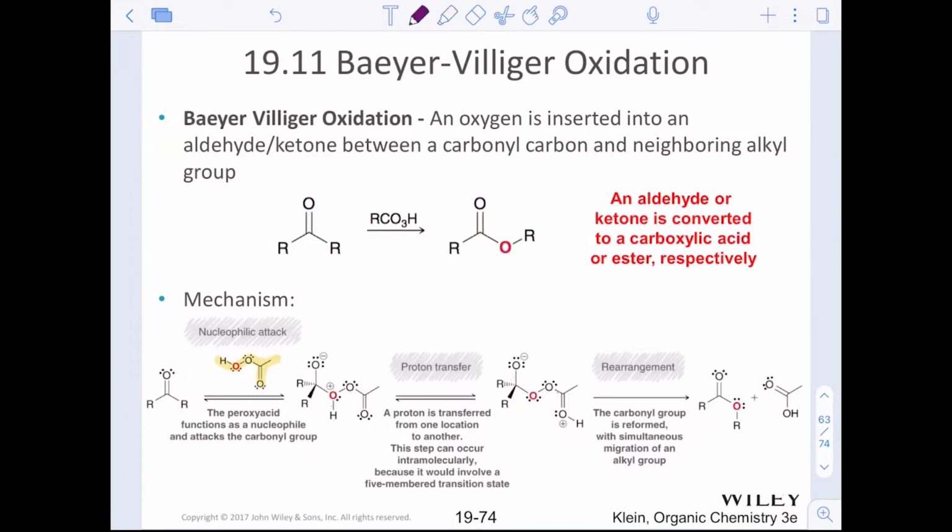So that highlighted red oxygen is the most reactive oxygen, not only because it has the acidic proton, but it also has a peroxide bond, which is very, very reactive. That oxygen will attack the carbon of the carbonyl, kicking up the lone pairs onto our oxygen. And then we will do an intramolecular proton transfer between the protonated oxygen and the oxygen of the peroxy acid carbonyl.